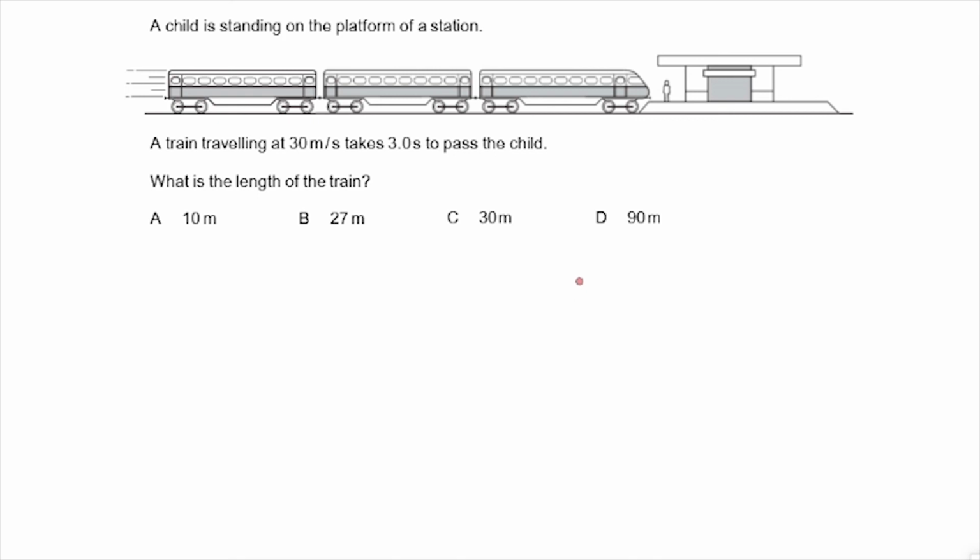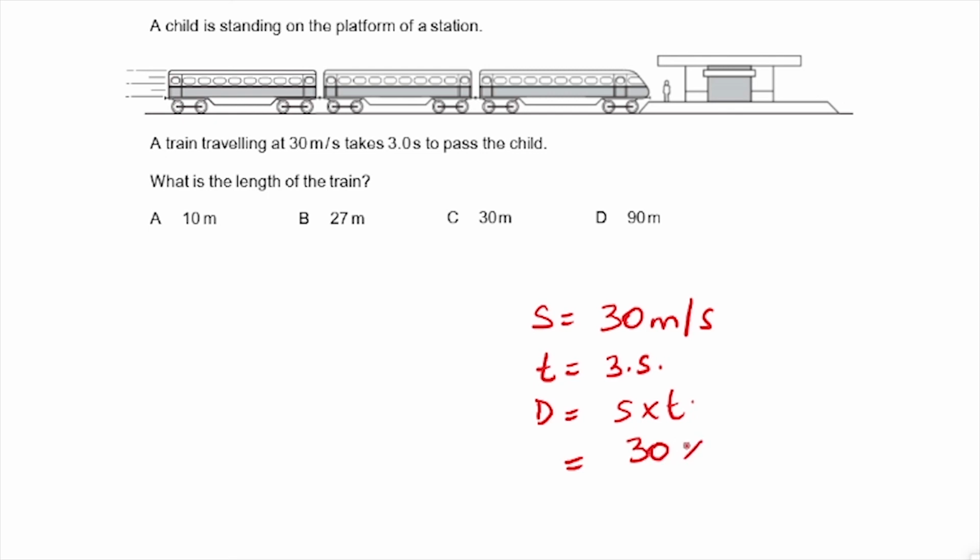A train is traveling at 30 meters per second. So the speed is 30 meters per second. And the time taken for the train for its entire length to bypass the child is 3 seconds. So the length of the train, that's the distance, is speed times time. This is 30 meters per second, multiplied by the time, which is 3 seconds, which is 90 meters. The answer is D.